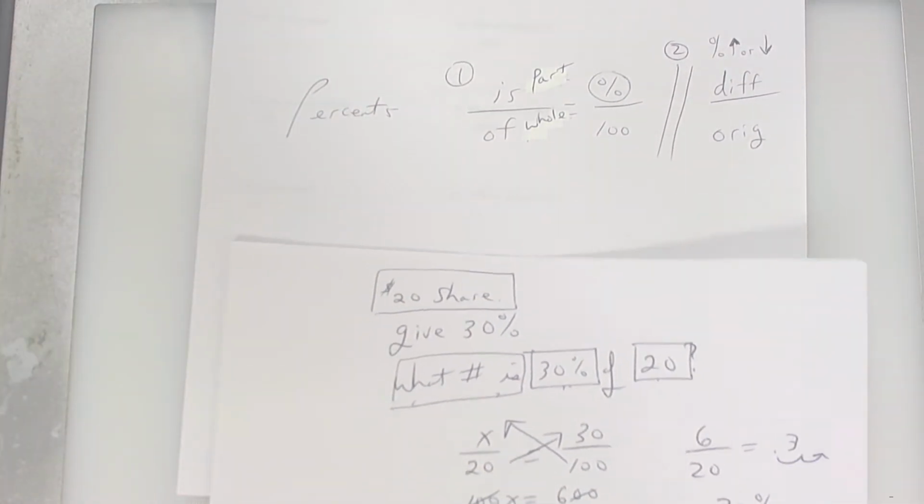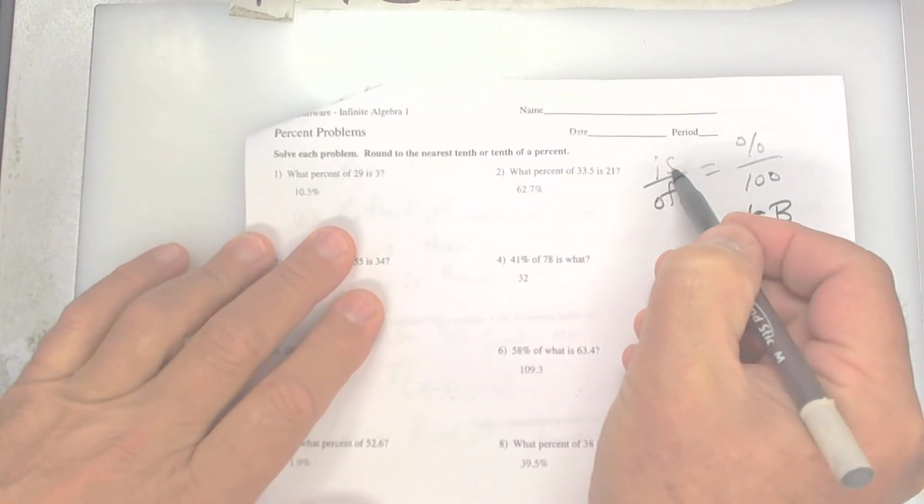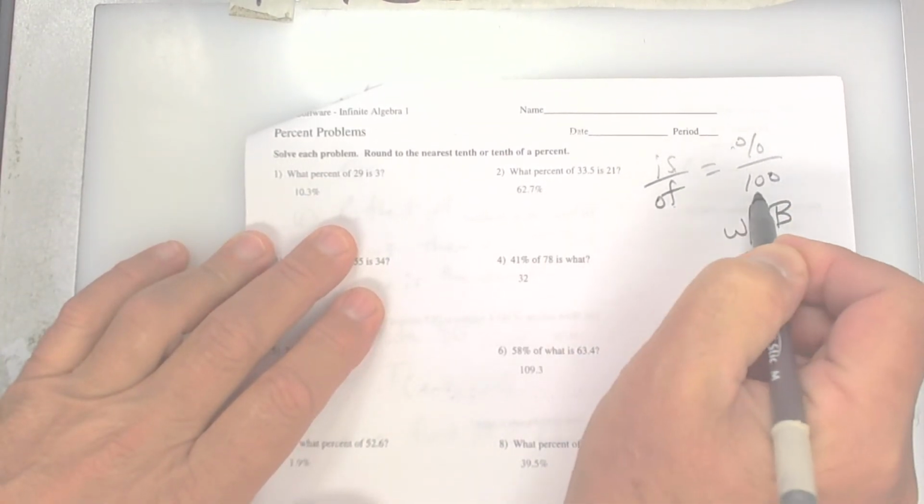All right, now let's take a look. You have a worksheet today, and the answers are here. Okay, so put down your formula. Is over of, percent over 100.